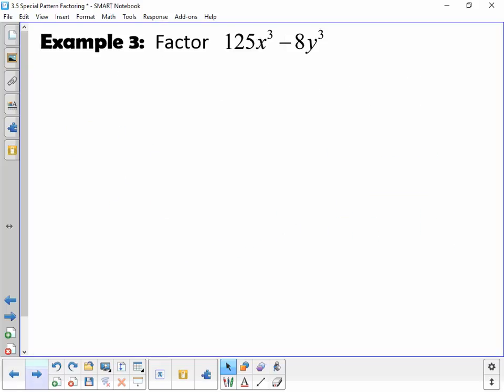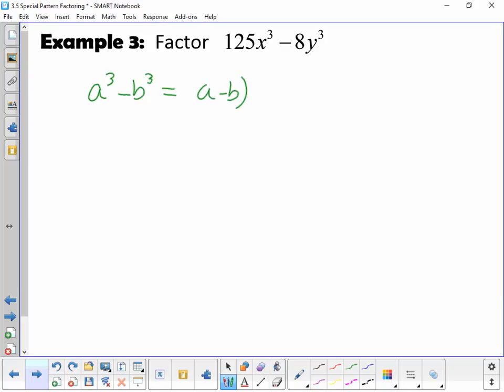Okay, to example 3 now, we have something that is a little more complicated. It's still a difference of cubes. 125 is a perfect cube of 5. 8 is a perfect cube of 2. So I'm going to write my pattern out here. A to the third minus B to the third. This one is a difference. So here's the pattern that we will use.